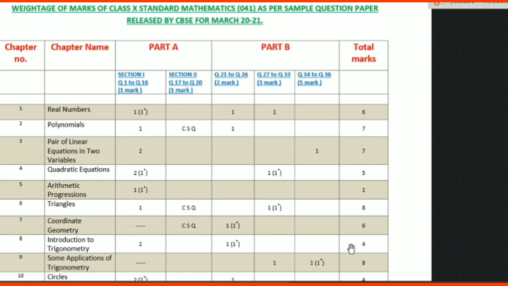So I already informed you that the board has already released the question paper patterns, right? Sample question papers. So this is the analysis of the sample question paper. Previously we discussed the unit wise weightage, and now this is the chapter wise weightage in the standard mathematics paper. I'll show you the difference between unit wise and chapter wise weightage. Right, chapter wise, see, real numbers 6 marks, polynomials 7 marks, right?